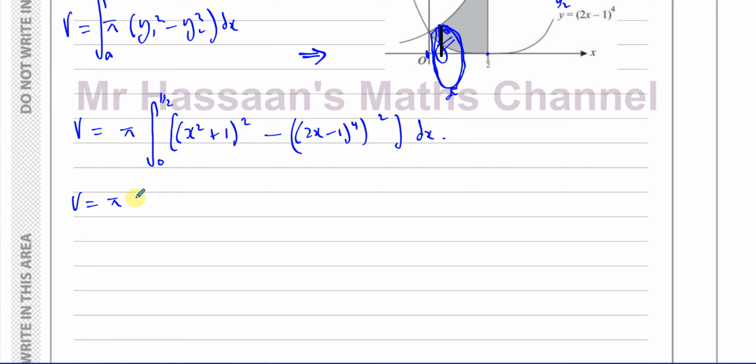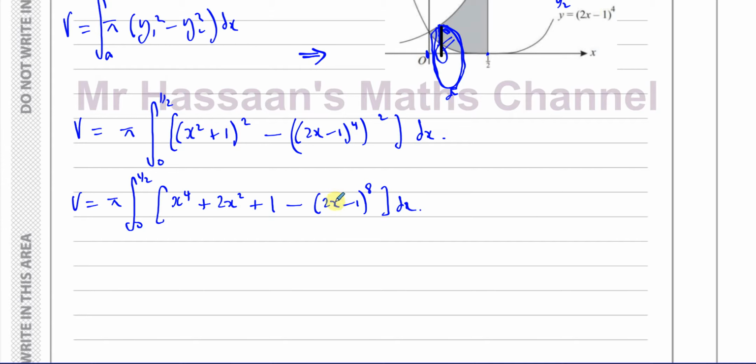So you have pi, integral from 0 to a half. Now if I square this, I'm going to square the first term, that'll be x to the power 4. Then I'm going to multiply these together and double that, so it's going to be plus 2x squared. And then I'm going to square the last term, which is 1. Then take away (2x minus 1) to the power of 8, which if I wanted to expand to solve would take a long time. To the power of 8, you'd have to use binomial expansion or a lot of terms.